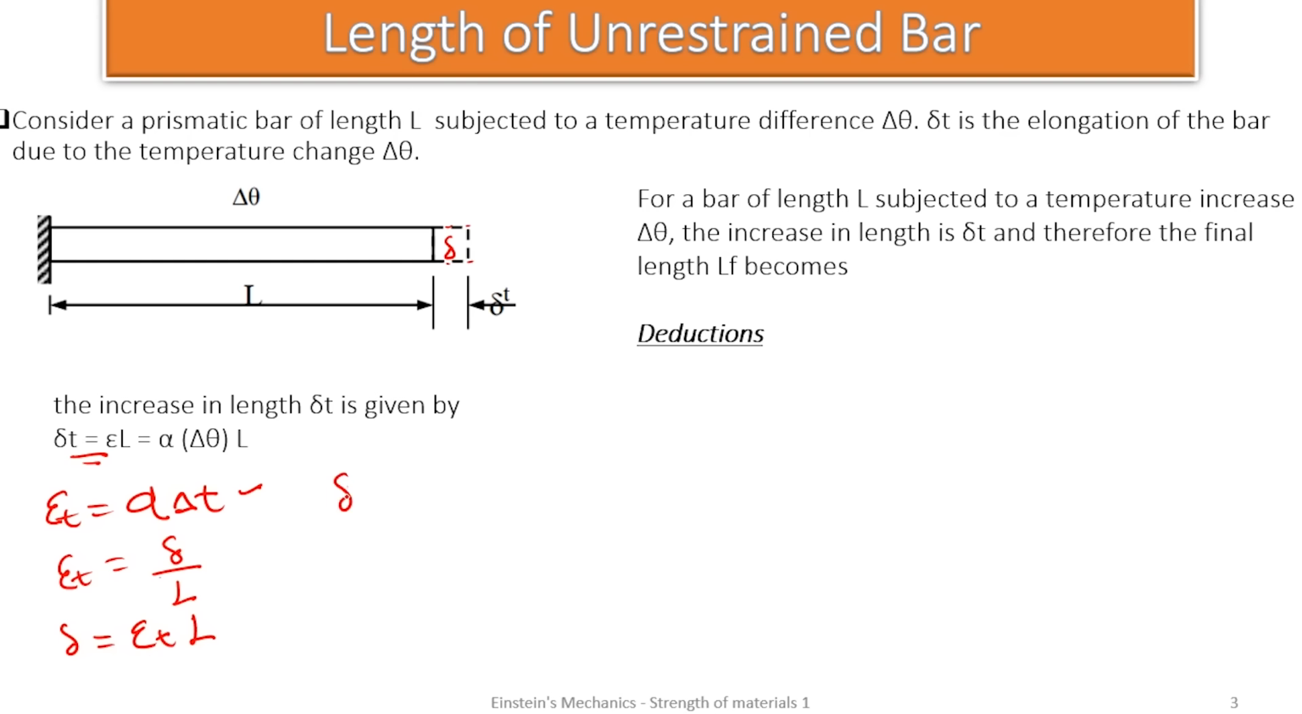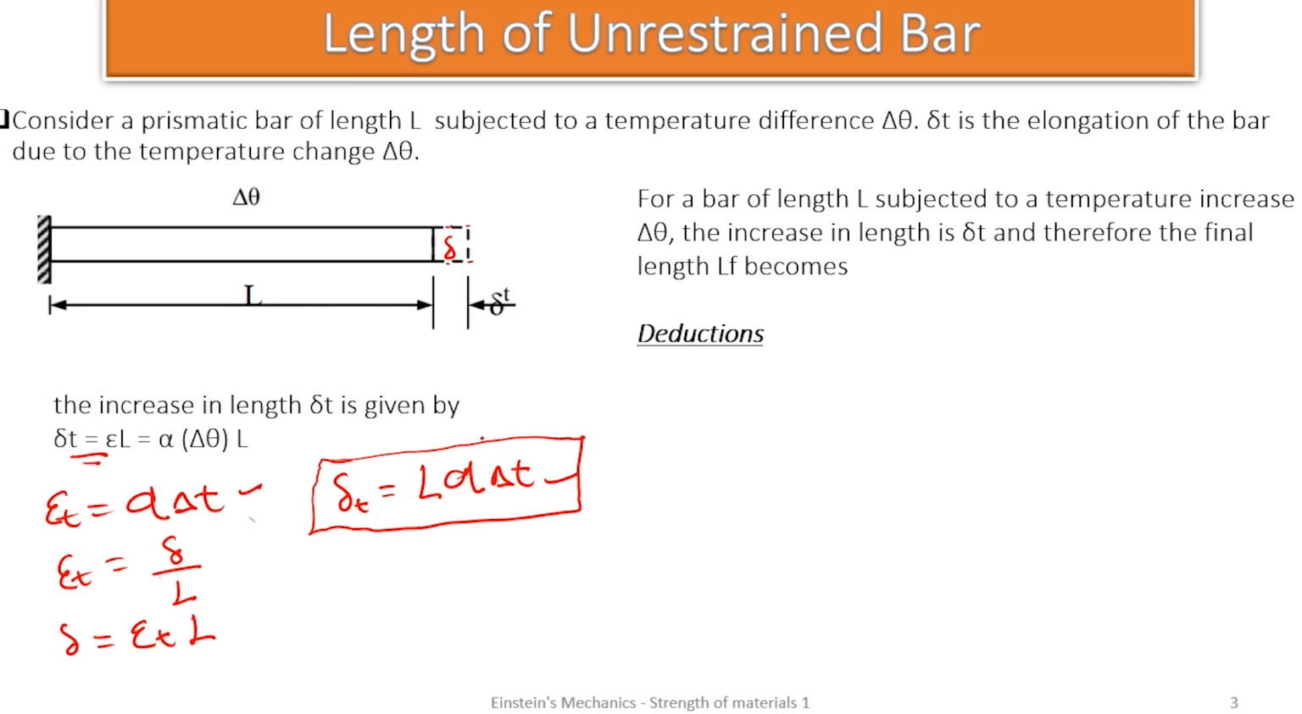Therefore, our deflection by temperature is going to give me, we are going to replace by this, the length times this change in temperature. And we are going to have the expression for the deflection produced as a result of temperature change. Alpha L change in temperature. This is the elongation or the deflection produced.